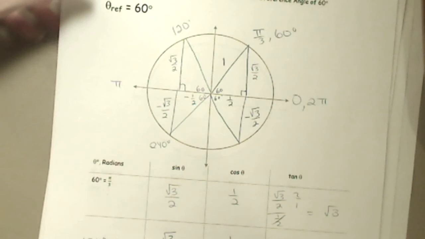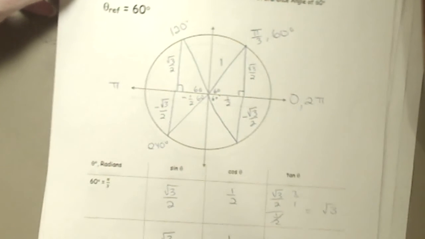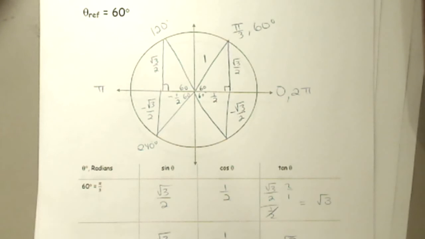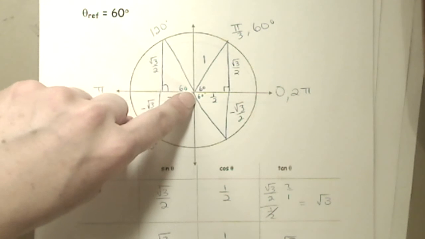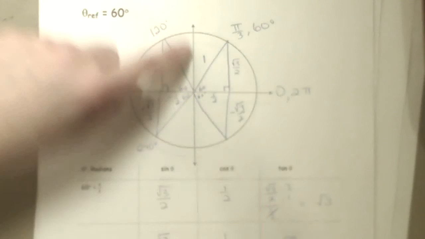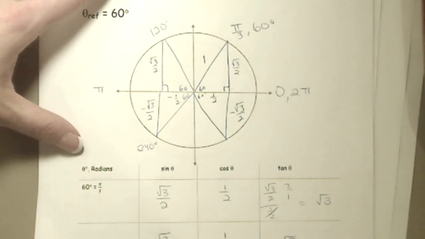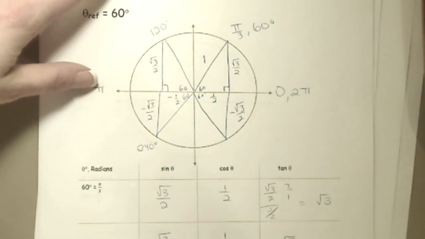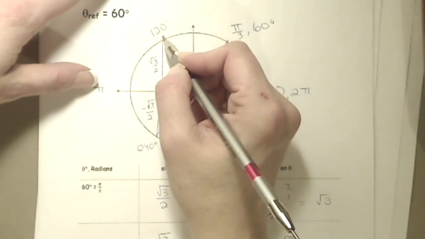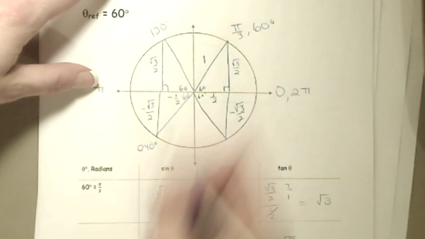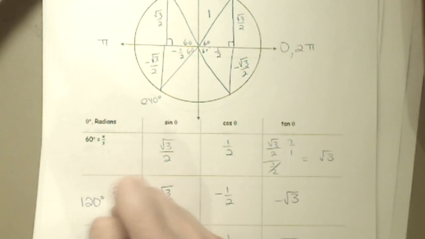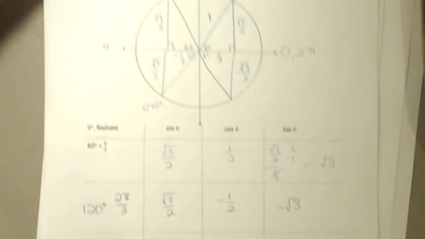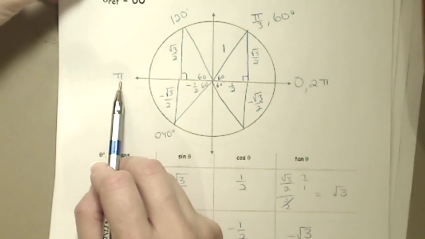Looking at the pi values, I'm going to keep everything denominators of 3 because 60 degrees is 180 over 3 or pi over 3. So this is 1 pi over 3. This is 2 pi over 3, 2/3 of 180. So I'm going to write over here 2 pi over 3. Pi is 3 pi over 3.